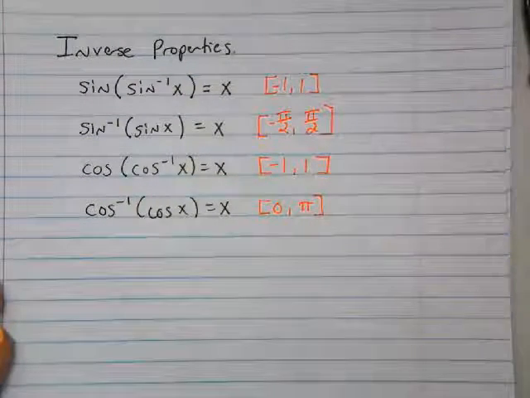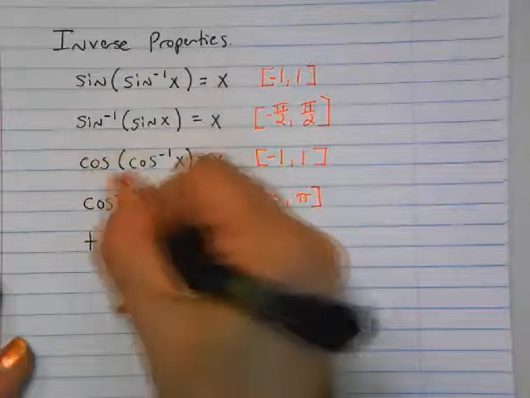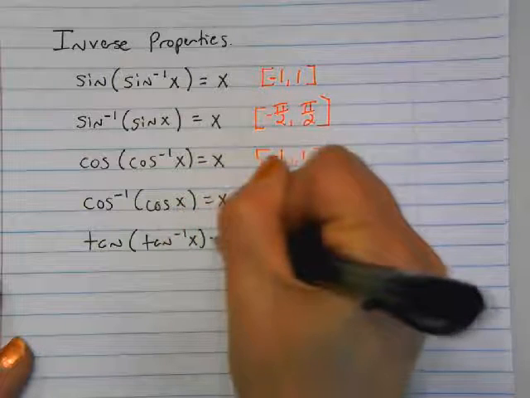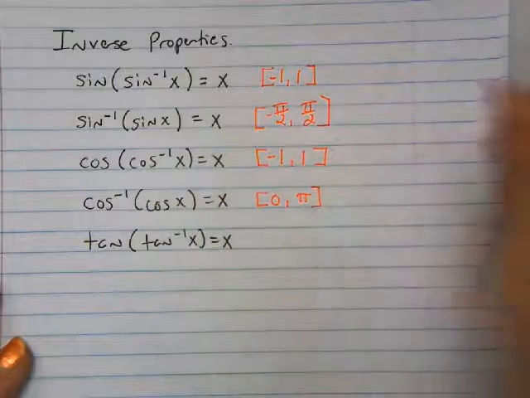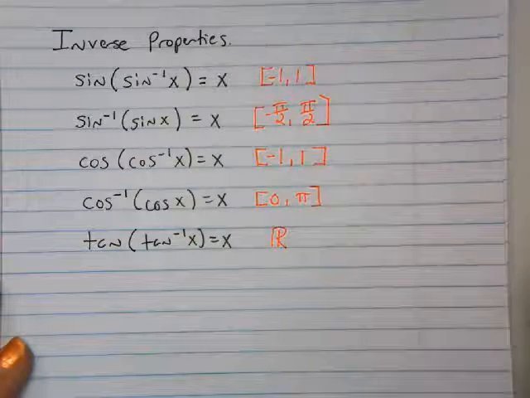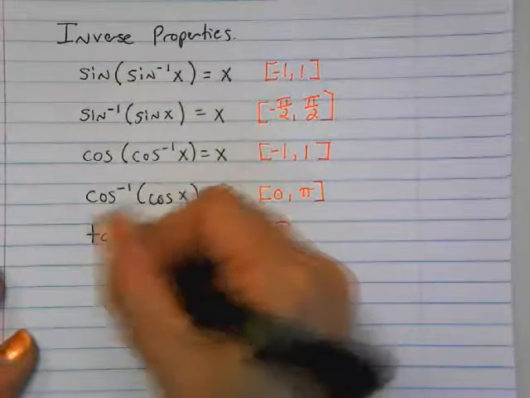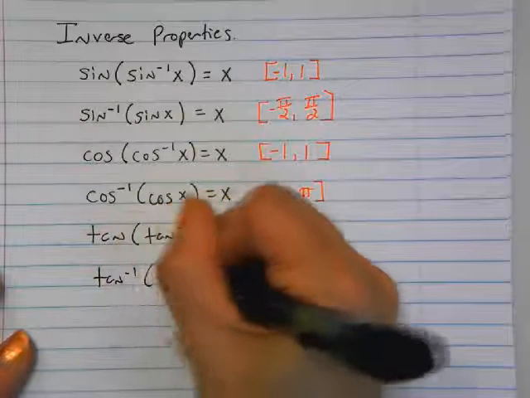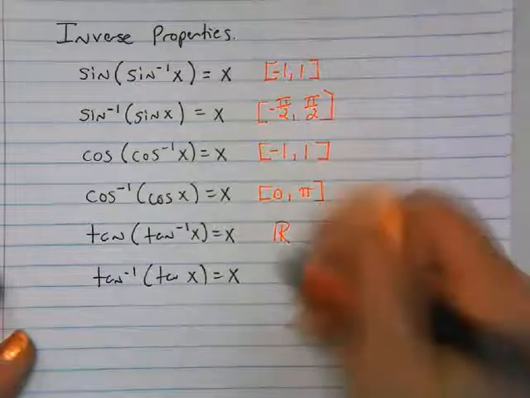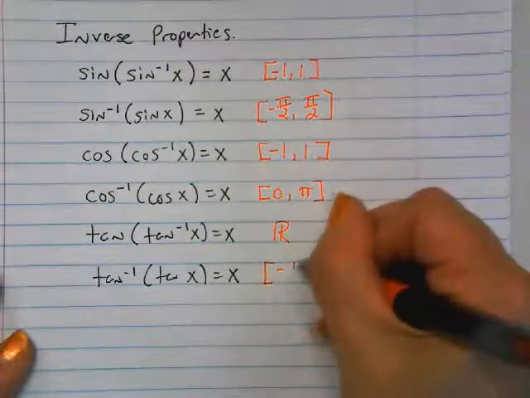And lastly, we'll write down the tangent. So if I take the tangent of the inverse tangent, I get x. Tangent is all real numbers. And then if I take the inverse tangent of the tangent, I get x. And it has limitations of -π/2 and π/2.